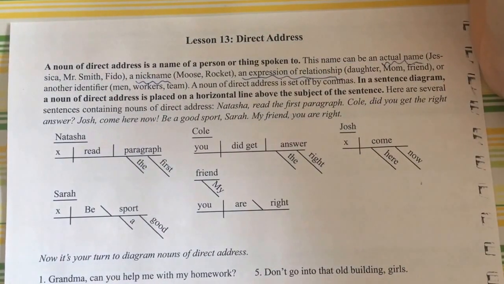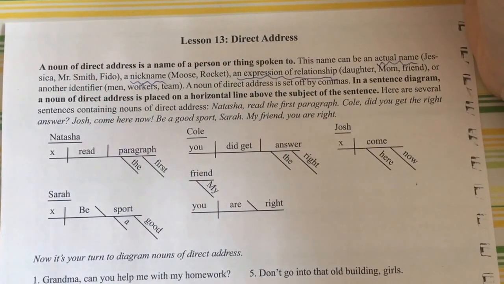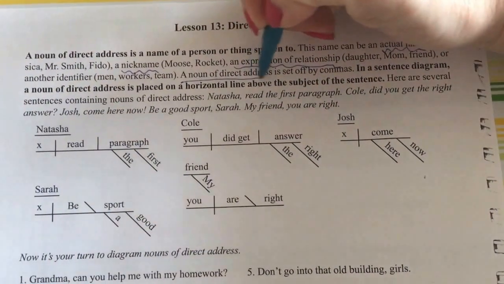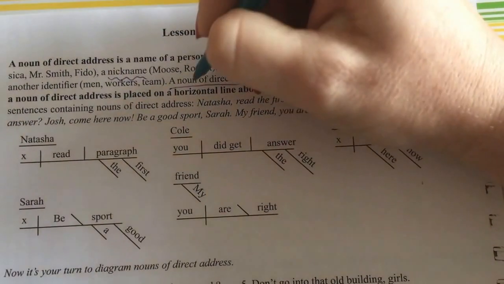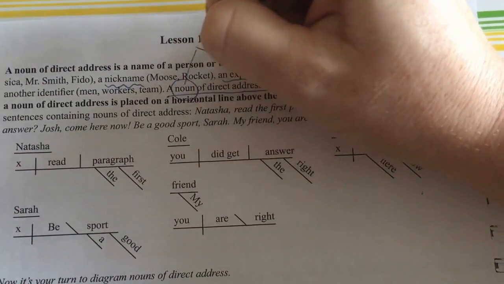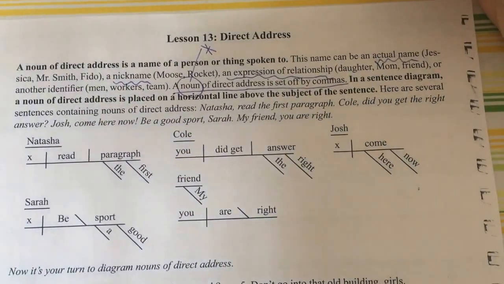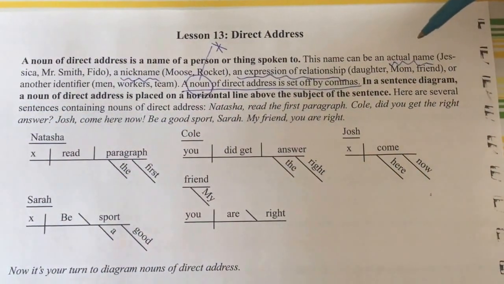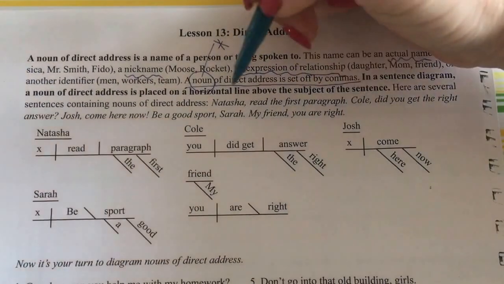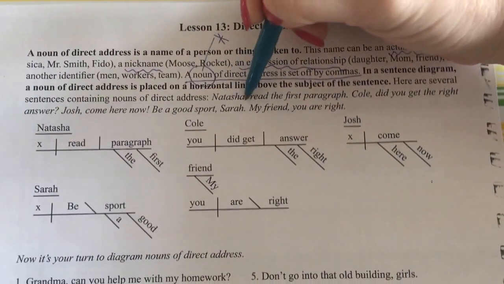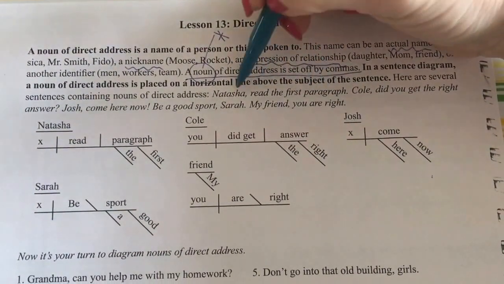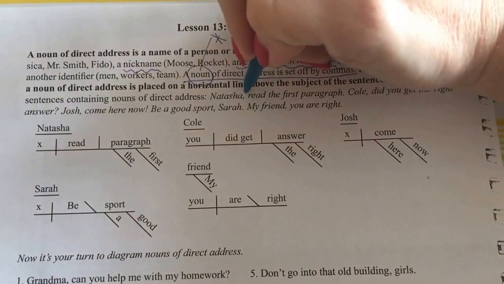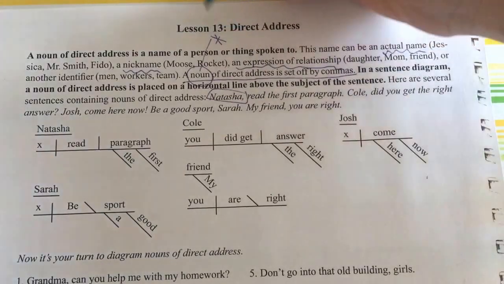One important thing to tell students, and an easy way to identify direct address in the sentence, is that a noun of direct address is always set off by commas. And it's important to realize that the part of speech is that it is a noun. Now, in sentences when you have direct address, the direct address can fall at the beginning of the sentence, such as Natasha, comma, read the first paragraph. Now, in this case, we're saying, Natasha, I'm talking to you, read the first paragraph. So it can come at the beginning of a sentence.